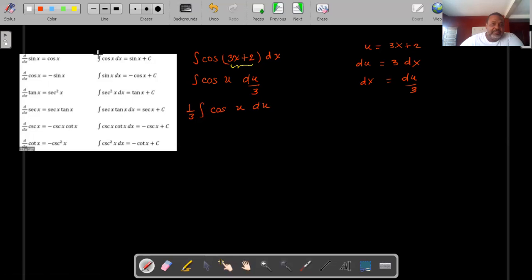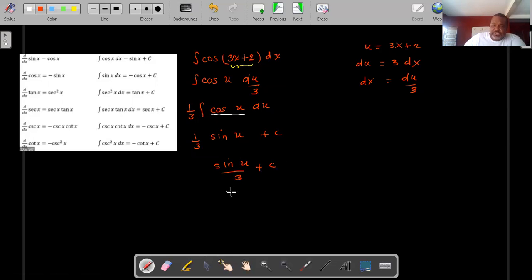So now all I'm looking for is right here, right? So I come in here and here it is. Cosine x, that gives me sine x, right? So now I have 1/3. This is my answer now. Sine u plus c. So this is sine u over 3 plus c.